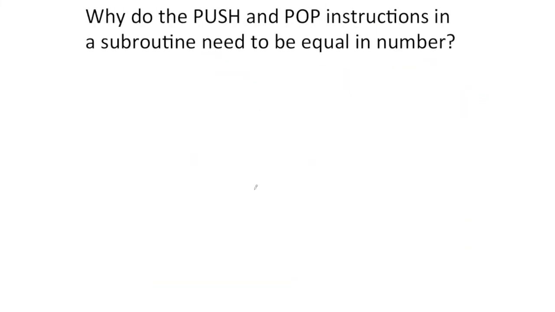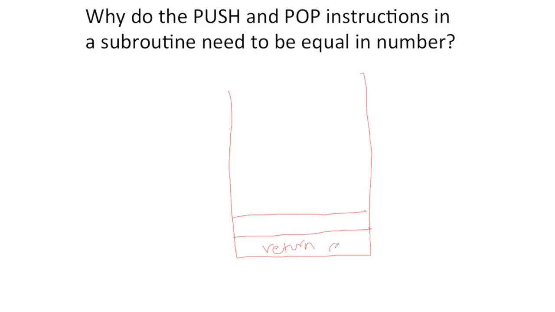Why do the push and the pop instructions in a subroutine need to be equal in number? Well, the reason for that is quite simple. When you consider what happens when a subroutine is called, the calling instruction, LCALL or ACALL for that matter, saves 2 bytes of the return address on the stack. So this is the return address, the lower 8 bits, and this is the upper 8 bits.